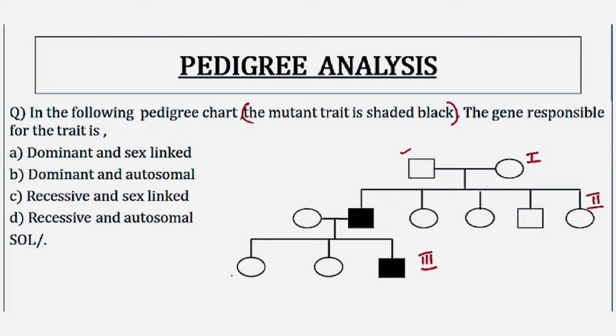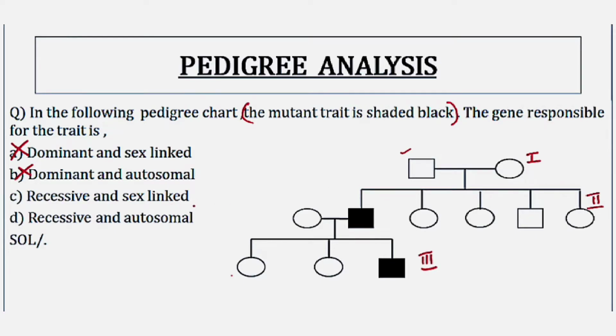By checking this, we come to know that in the first generation, none of the trait is exposed, right? Everything is looking normal, no mutant type, no shading at all. So the trait which is inheriting is not dominant, it is recessive. So we can rule out option A and option B. We confirmed that it is recessive because in the first generation, the trait is not exposed. If it is exposed, then it is dominant.